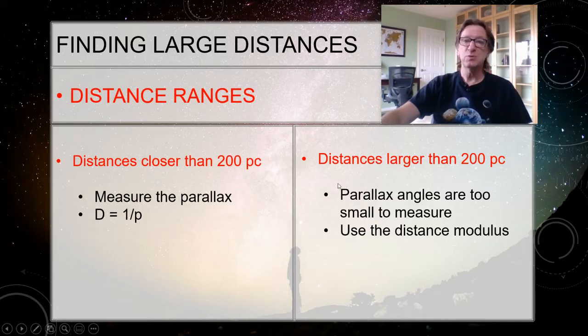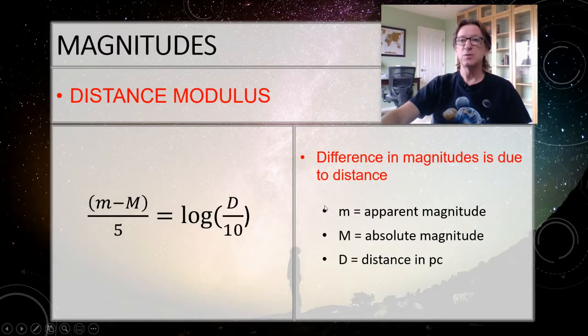But if it's greater than 200 parsecs, then that shift's going to be too small to measure. I'm not going to be able to do that. So you guys know from last time we need to use the distance modulus. That's the 3-step process to solve it. Just as a reminder, little m is the apparent magnitude, big M is the absolute magnitude, d then is the distance in parsecs. So calculate the value of the fraction, take the inverse log, multiply by 10. Done. Same way every time.